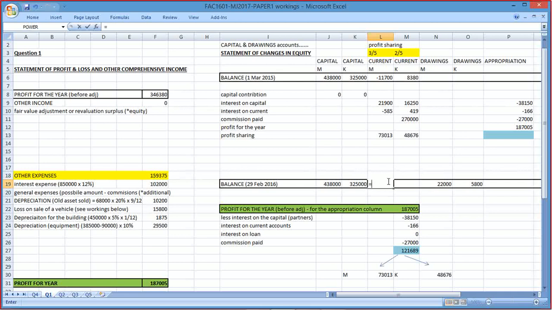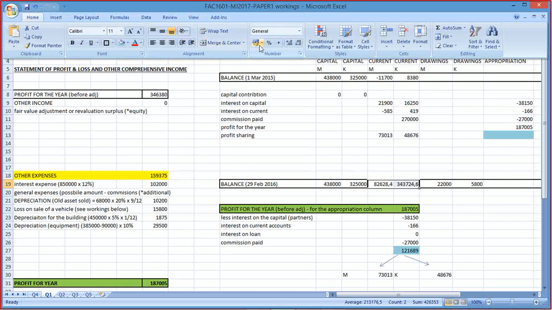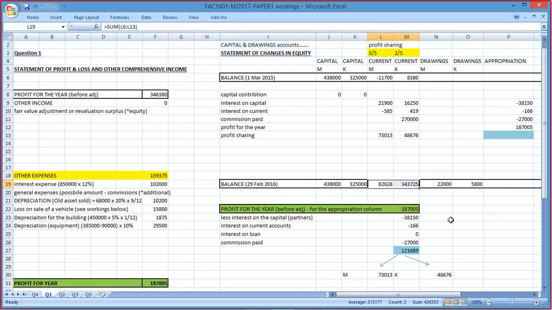Okay, so how much do they have at the end of the period? Sum up all of this. Gives me that. Sum up all of this. Gives me that. Again, nearest rand. Right, so now we've wrapped up the statement of change in equity.